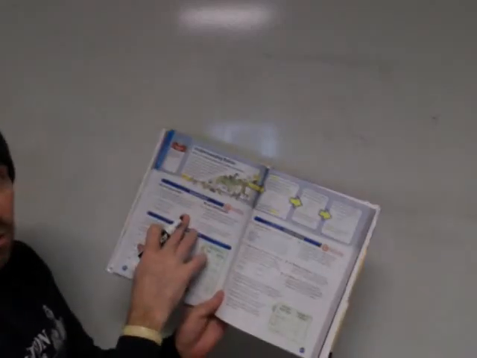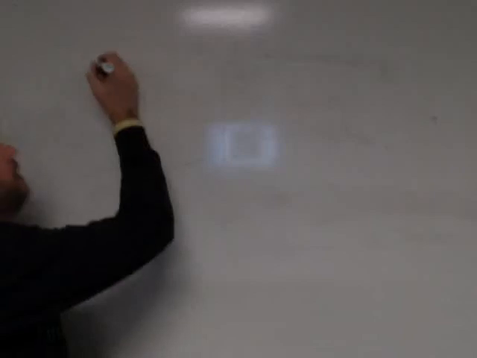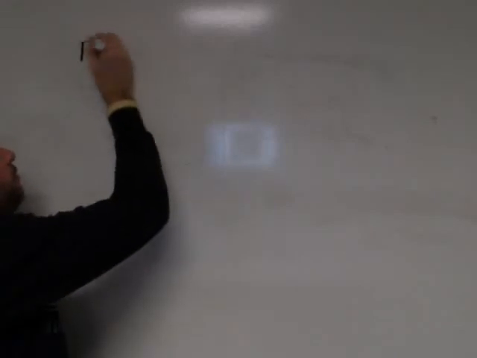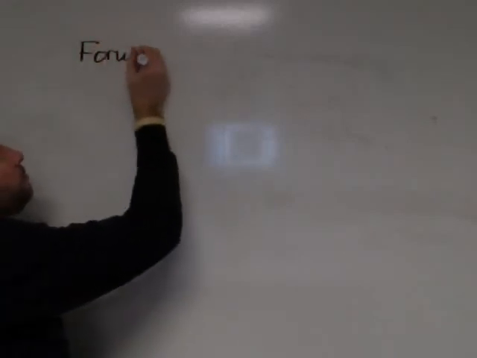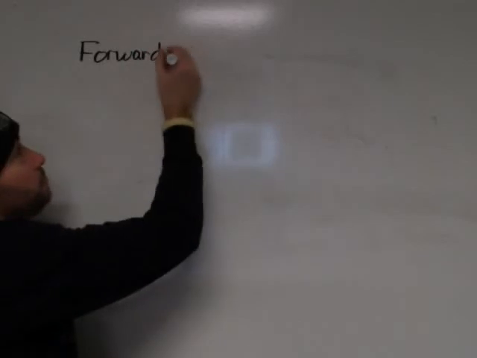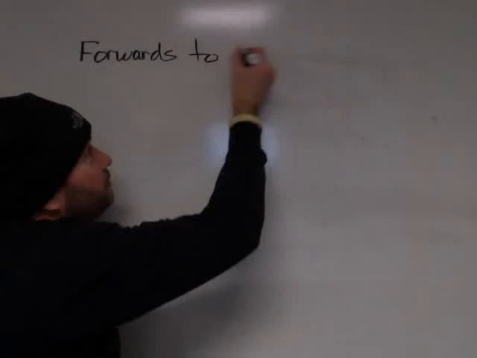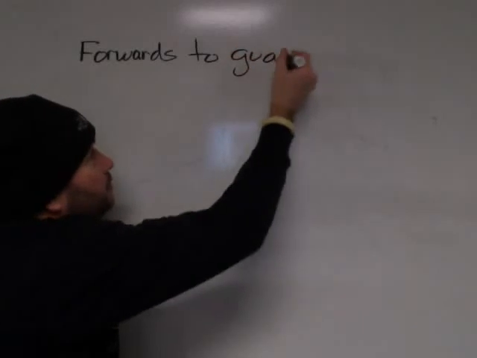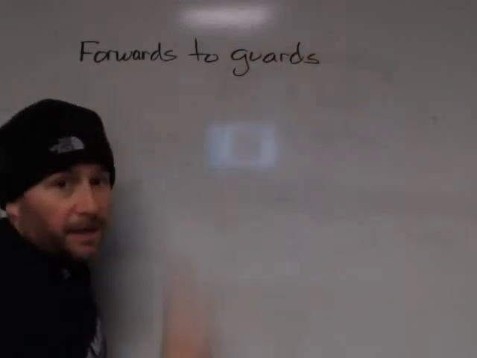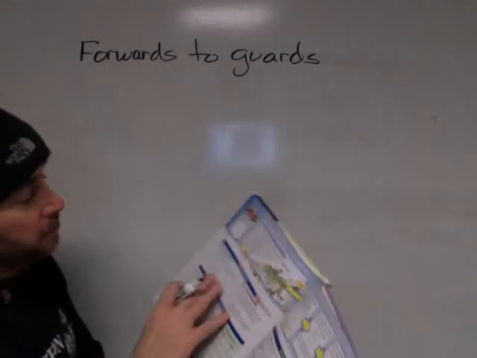All right, let's see how you did. Okay, hopefully you paused the video and you did the work. Okay, so what it asks us is it says they want to compare forwards to guards. Okay, so we're going to write that down. Forwards to the guards. Okay, forwards to guards, and they want us to write a ratio.